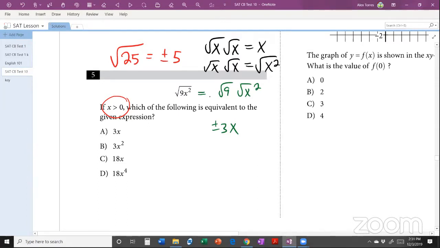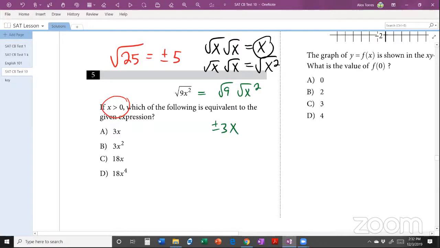Now, a square root and a square are opposite operations, because if I say square root, I'm saying what number multiplied by itself twice equals the thing under that radical. But if I square it, I'm multiplying it by itself twice. So those undo each other, which is why you get that nice single x there.